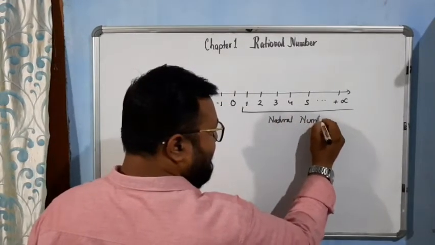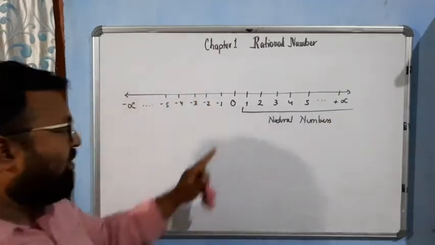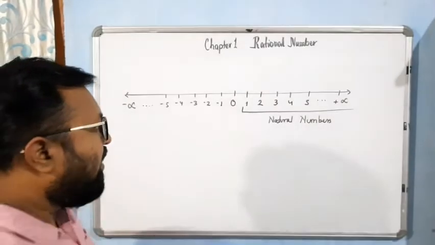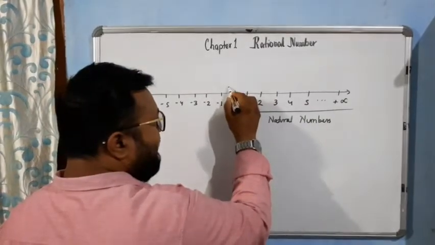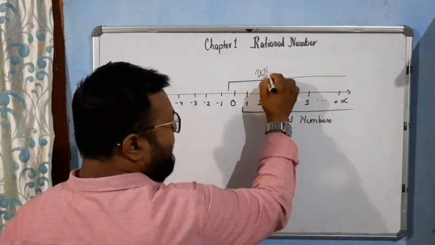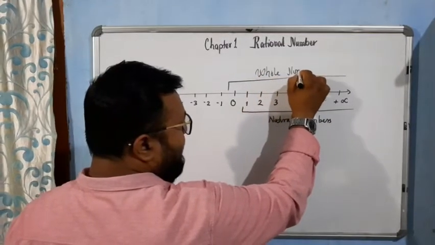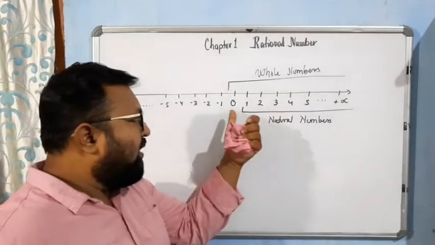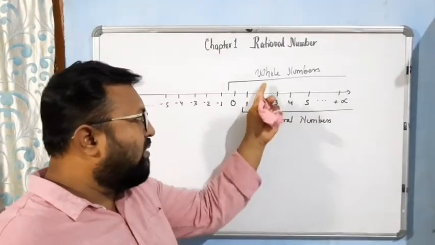Natural numbers. So from 1 to, as long as we can count. Okay. So natural number. Now if we include 0, and natural number, it is known as what? Our whole numbers. Is that clear? It's very simple. 0 including natural number becomes a whole number.